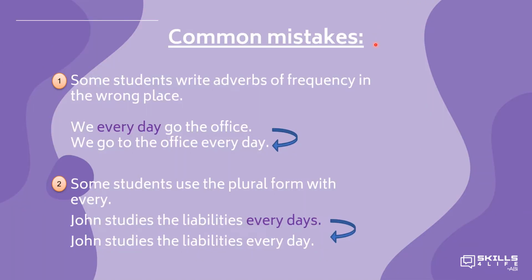As native Spanish speakers, some common mistakes we may have are to place the adverb of frequency in the wrong place. For example, we every day go to the office. This is us thinking in Spanish. The correct way to say it is we go to the office every day. Also, some students use the plural form with every. For example, John studies the liabilities every day. Again, this is us thinking in Spanish, but the correct way to say it is John studies the liabilities every day.